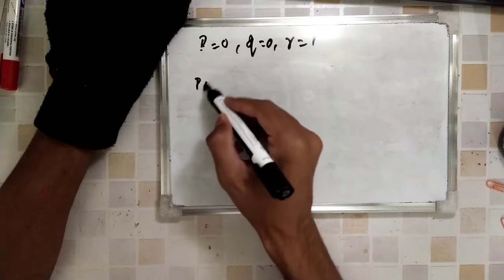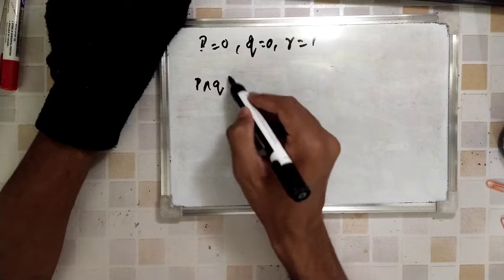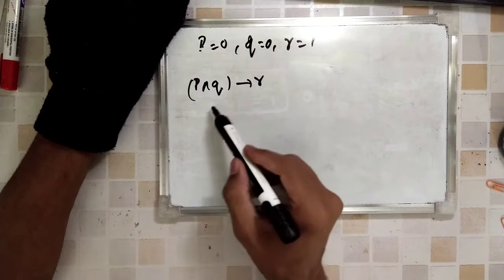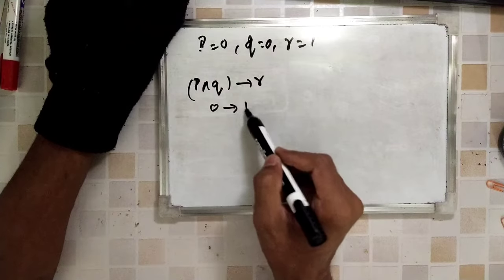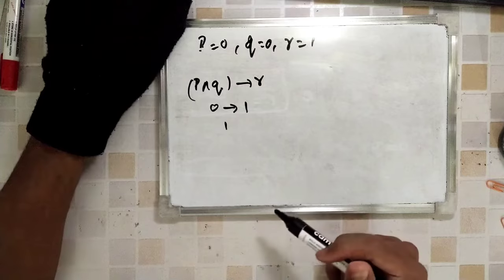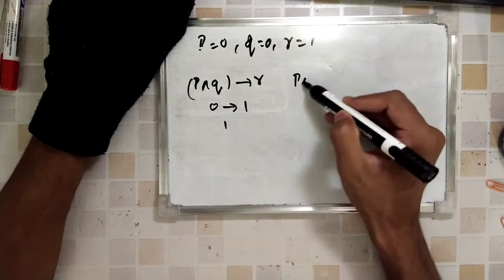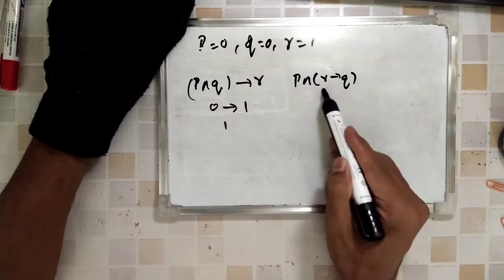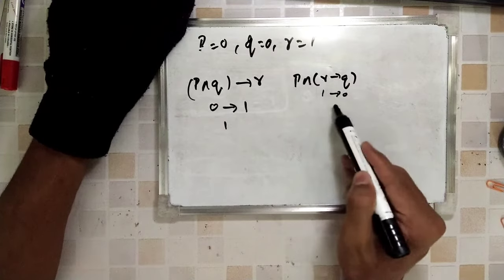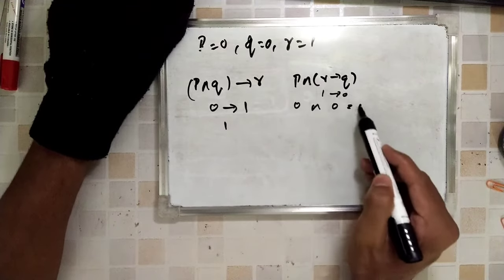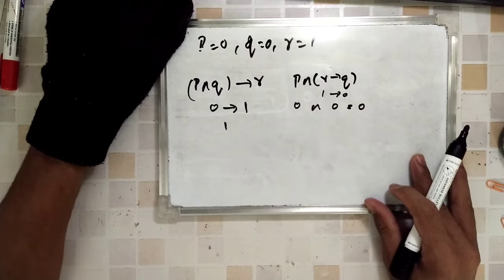So this is P and Q, which implies R. P and Q, 0 and 0 is 0. 0 implies R is 1. So this is 1, because it is increasing. Similarly, P and R implies Q. R is 1, Q is 0, so it is 0, because it is decreasing. P is also 0, and 0 and 0 gives us 0.